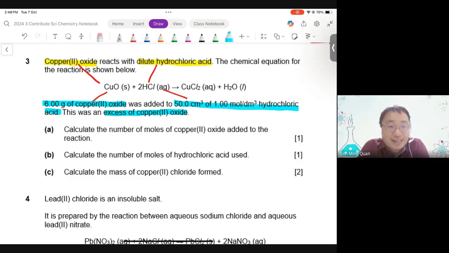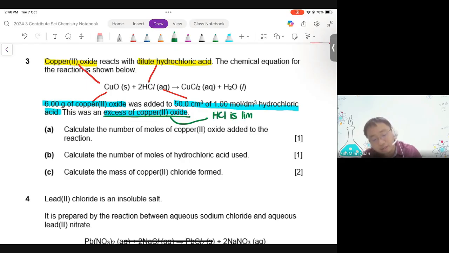So if it's an excess of copper 2 oxide, what does it actually mean? If copper 2 oxide is in excess, that means HCl is the limiting reactant. Now, this is important information because if you want to do part C correctly later on, you will need to know which mole ratio should I use. Should I use a mole ratio with copper 2 oxide inside it? Or should I use the mole ratio with HCl inside it?